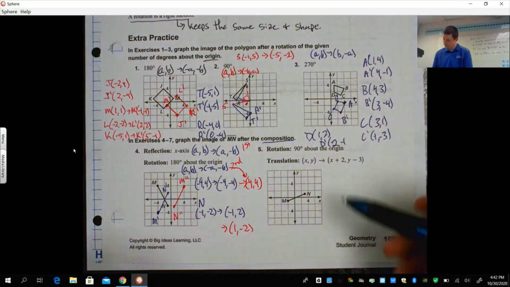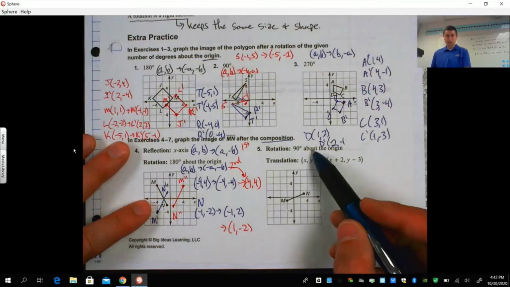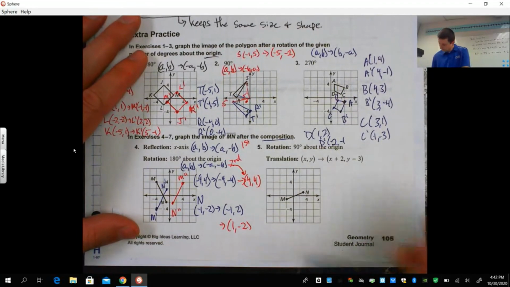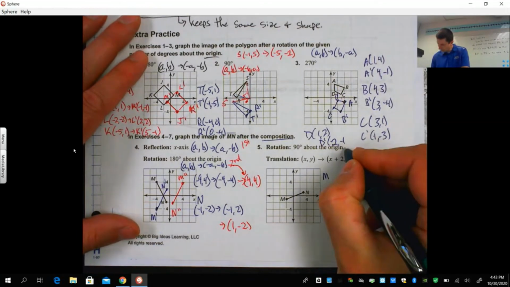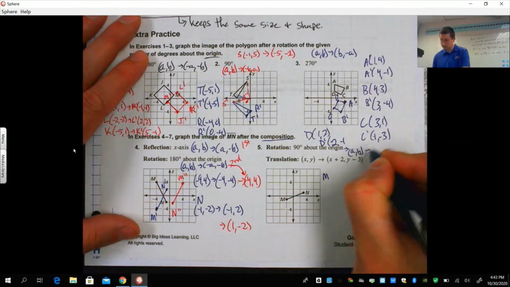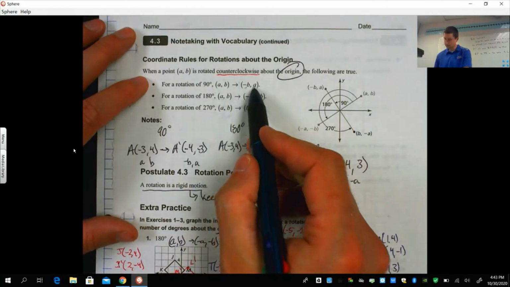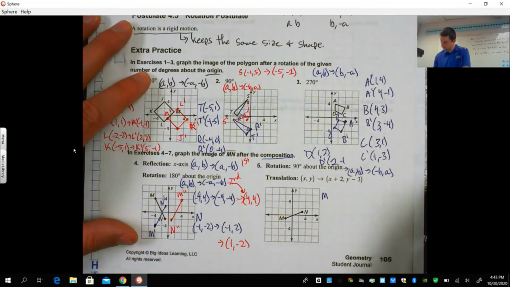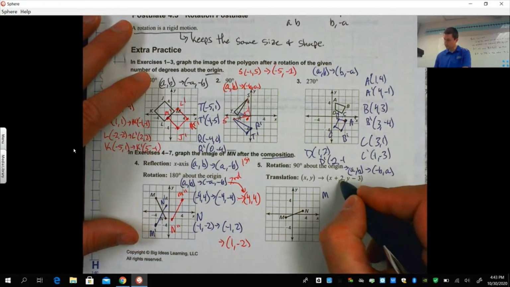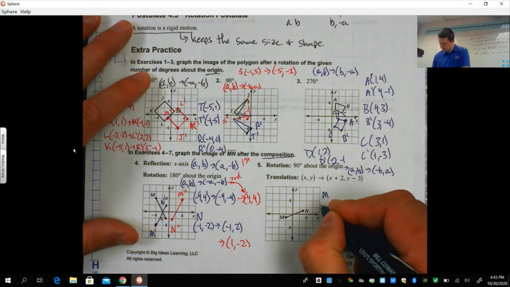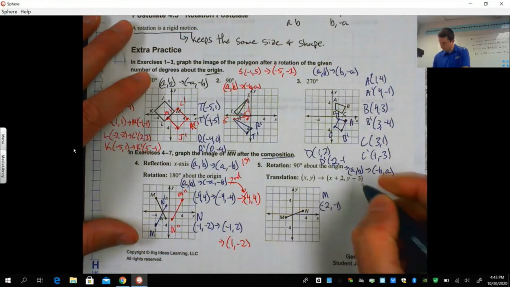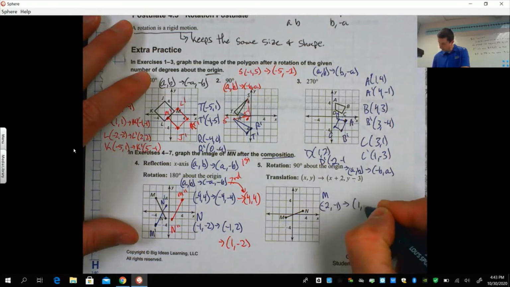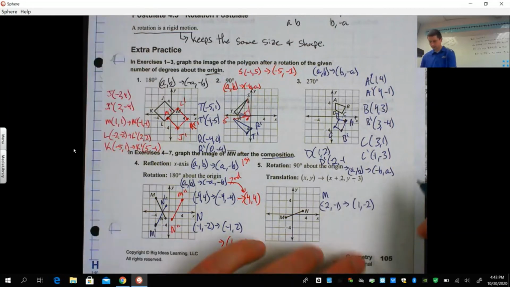Here we have a rotation followed by a translation. Starting to put all this stuff together here. So M, rotation, so that's AB, 90 degrees. Check it out. Negative B, A. And then we're going to move it 2 to the right and 3 down. So M is at negative 2, negative 1. We're going to do the 90 degree rotation, so that's going to be 1, negative 2. That's the opposite of B, A.